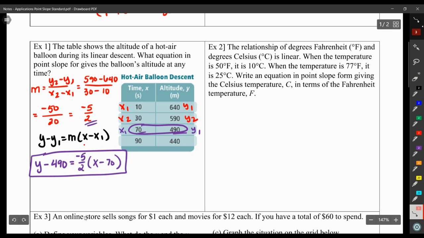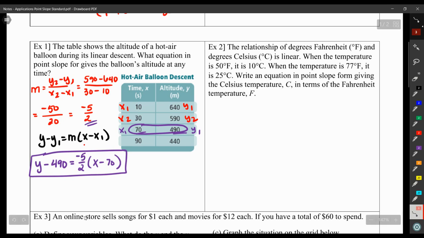Now let's look at example 2. The relationship of degrees Fahrenheit and degrees Celsius is linear. When the temperature is 50 degrees Fahrenheit, it is 10 degrees Celsius. When the temperature is 77 degrees Fahrenheit, it is 25 degrees Celsius. Write an equation in point slope form giving the Celsius temperature C in terms of the Fahrenheit temperature F.